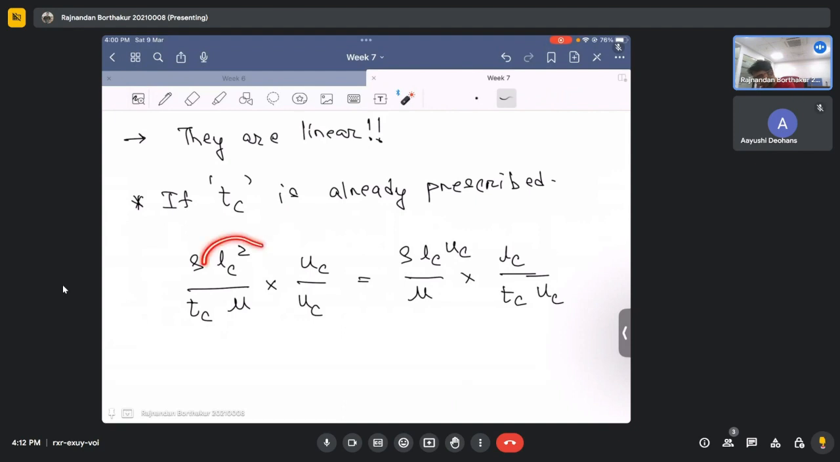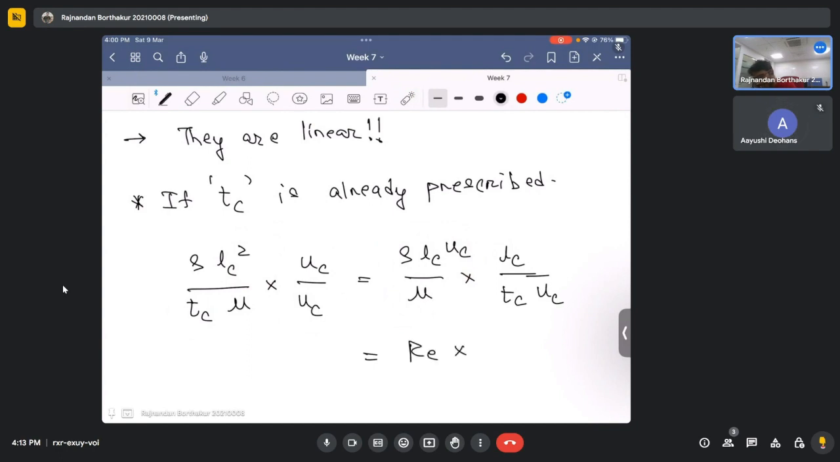Because there is an LC squared, one LC is taken here and one LC is accounted in this term. This UC is taken here, so this UC goes there, and then we have this UC, and then we have this TC. Then can you tell me what is this number? What is this? Reynolds number. Yeah, exactly, it is the Reynolds number.